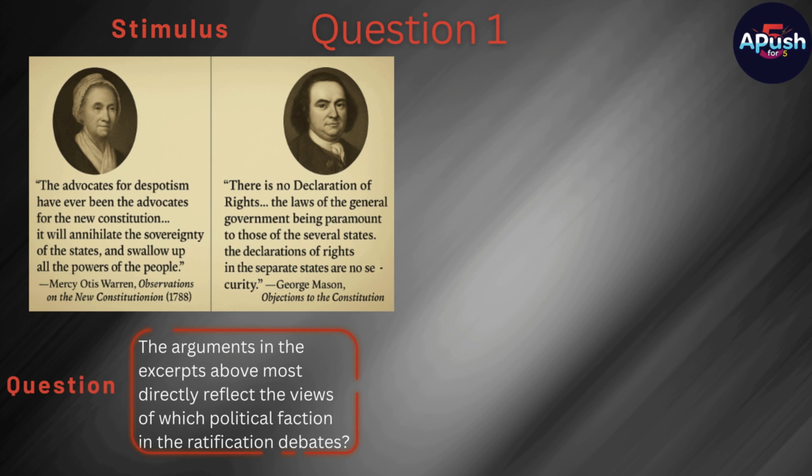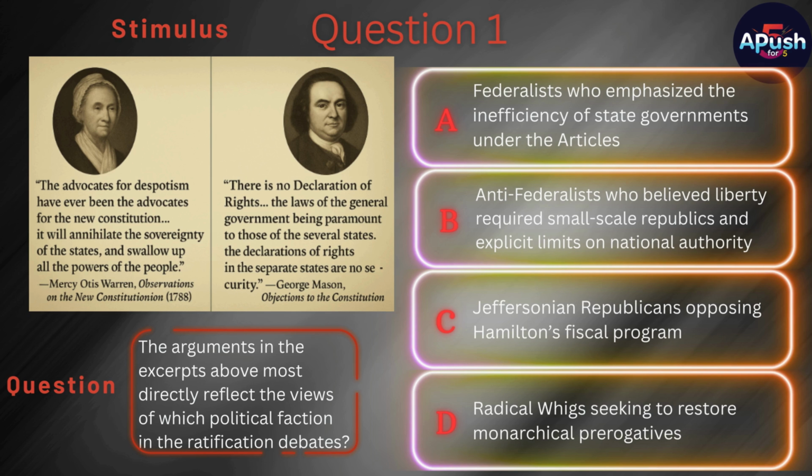Question. The arguments in the excerpts above most directly reflect the views of which political faction in the ratification debates? A. Federalists who emphasize the inefficiency of state governments under the Articles. B. Anti-Federalists who believed liberty required small-scale republics and explicit limits on national authority. C. Jeffersonian Republicans opposing Hamilton's fiscal program. D. Radical Whigs seeking to restore monarchical prerogatives.